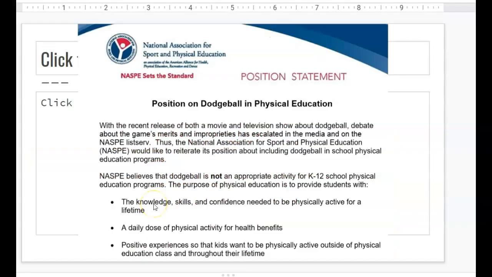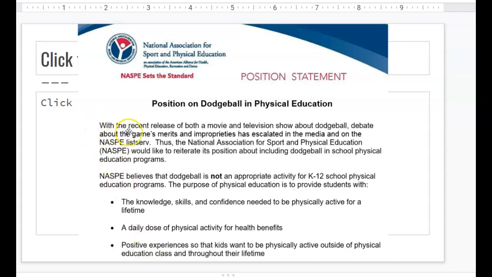And what followed, there was a lot of buzz. Let me read you the actual piece of text that we are going to analyze together. So I'll read it to you. Follow along with me. This is from the National Association for Sport and Physical Education, which sets the standard, and this is a position statement. So an official statement on dodgeball in physical education.